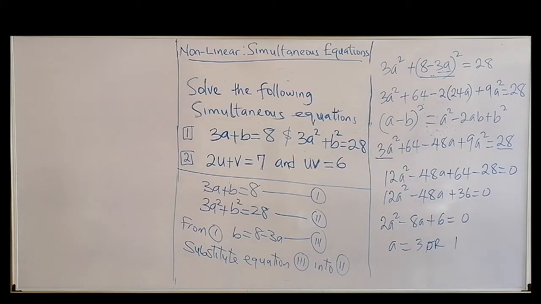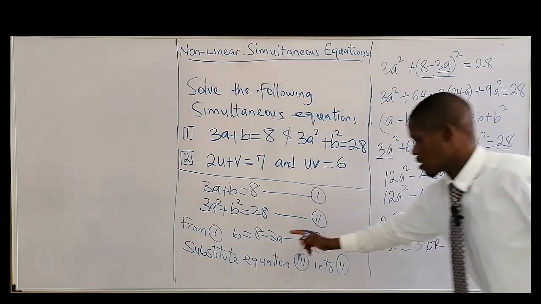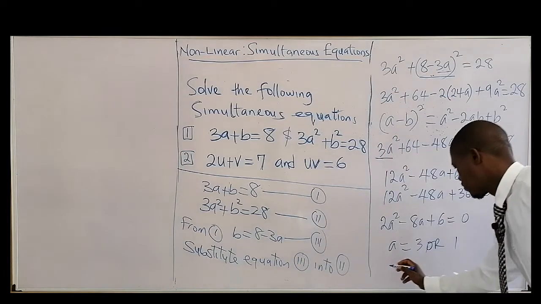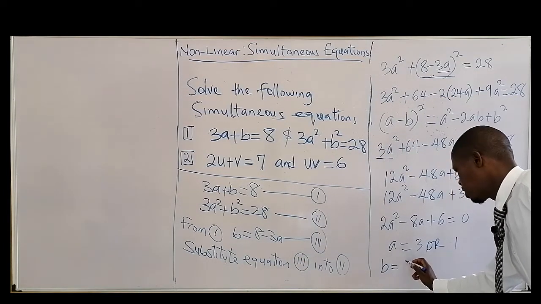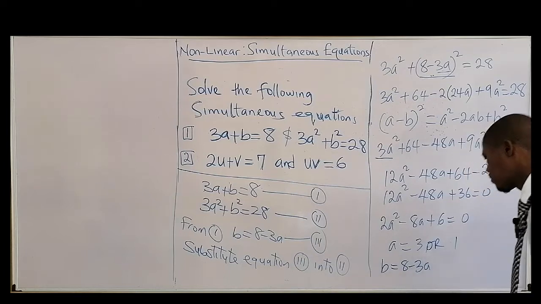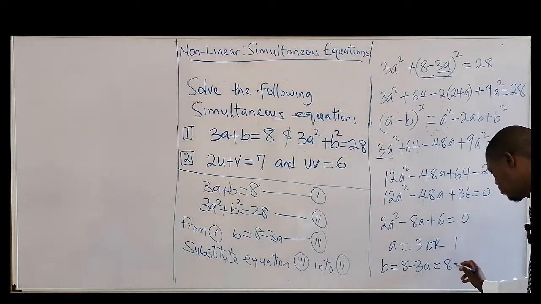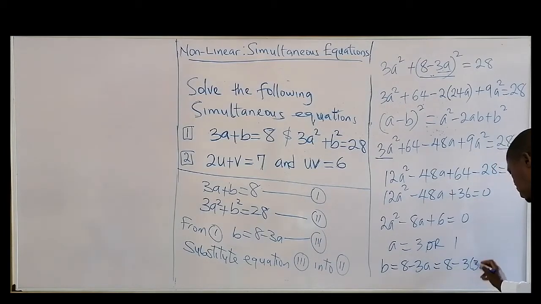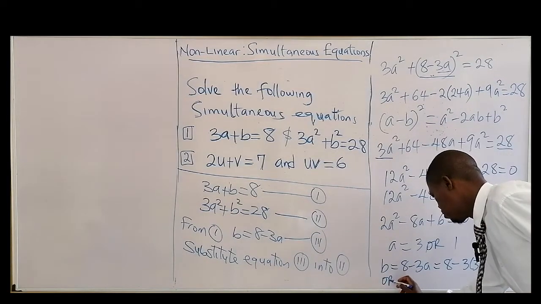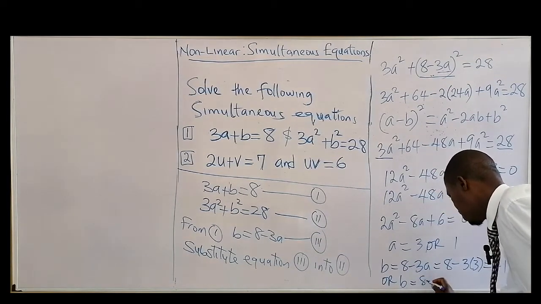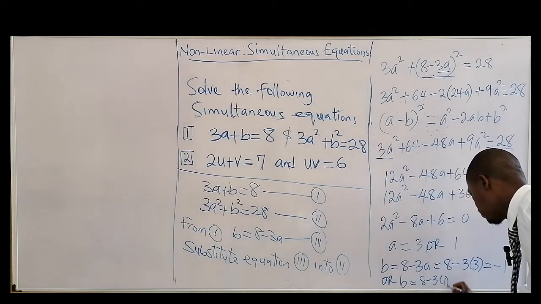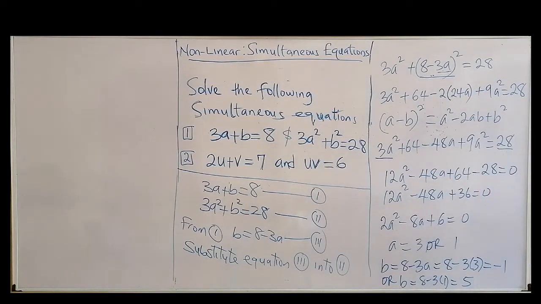The next thing to do now is to come back to equation 3, b equal to 8 minus 3a. When a is 3, we're going to have 8 minus 3 times 3, that's minus 1. Or when a is 1, b equal to 8 minus 3 times 1, that's 5. So that's my answer.